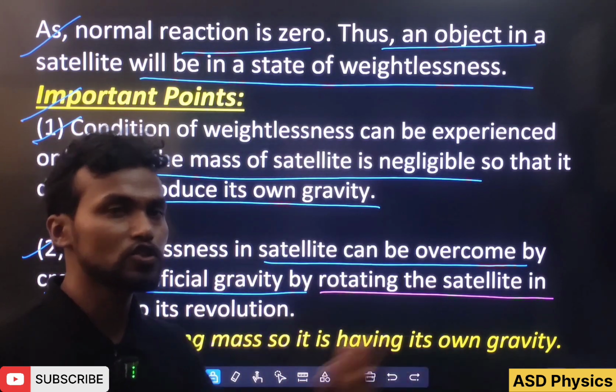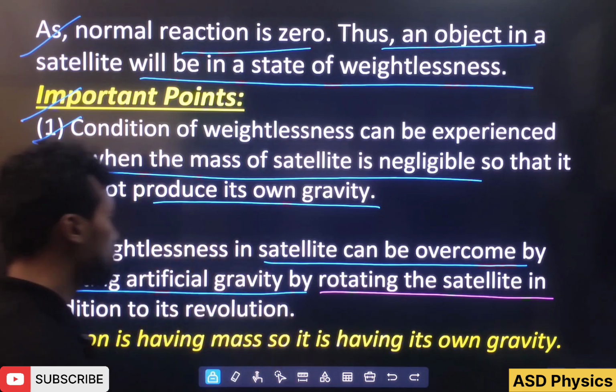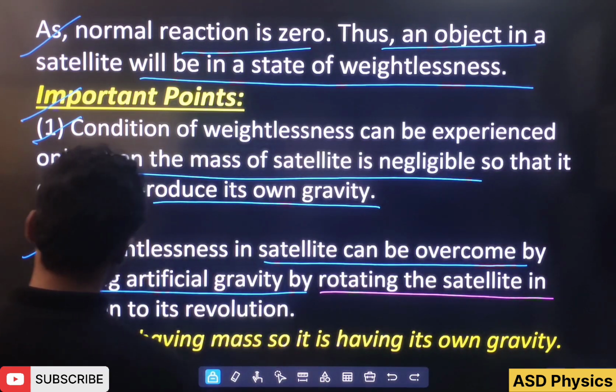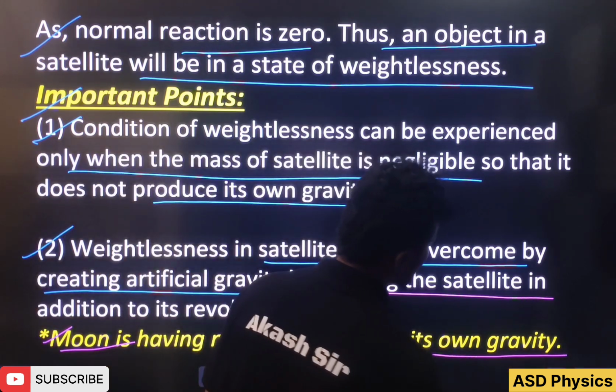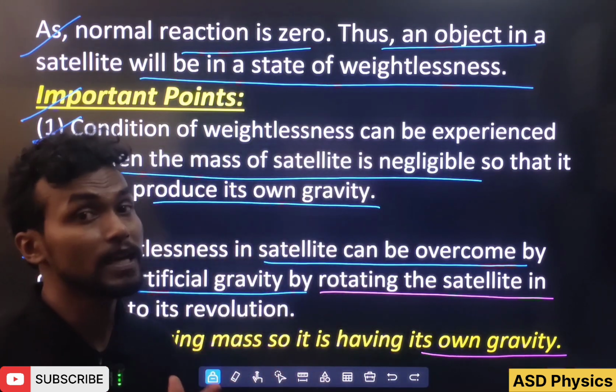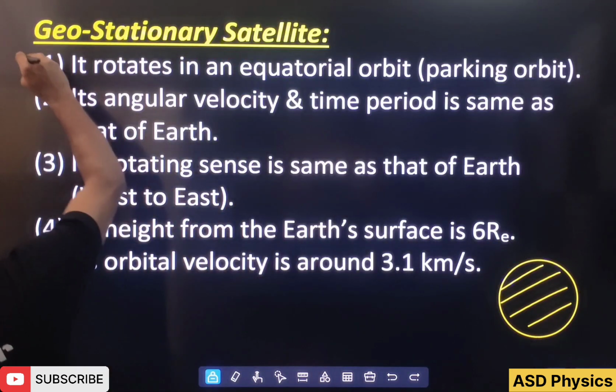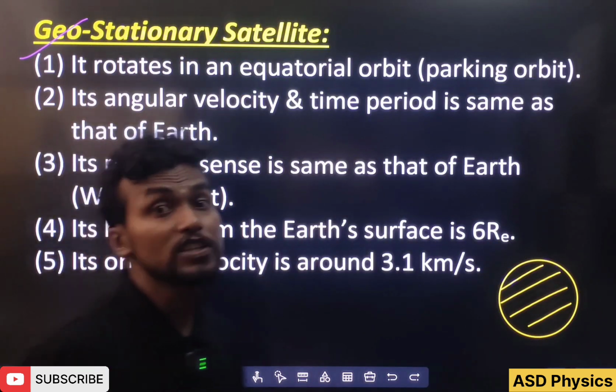We were talking about a massless satellite. But see please, the Moon has mass, so it has its own gravity. For the Moon, this concept is not applicable because the Moon has mass. Okay. After that, see, as I told you at the start of the video, the geostationary satellite.